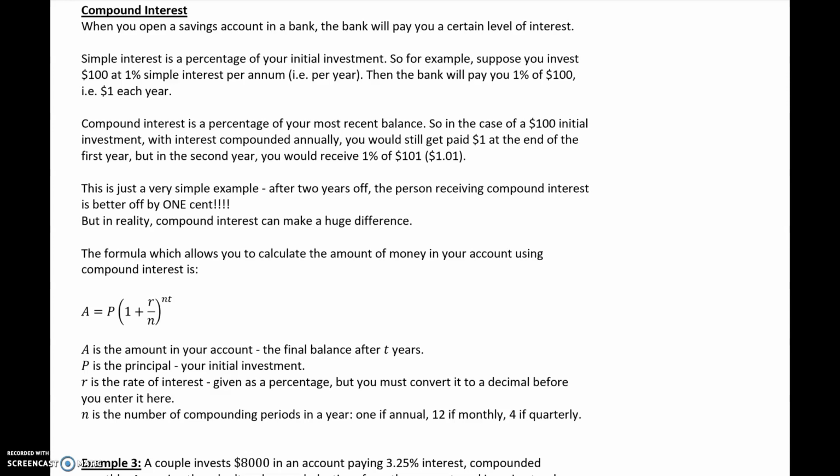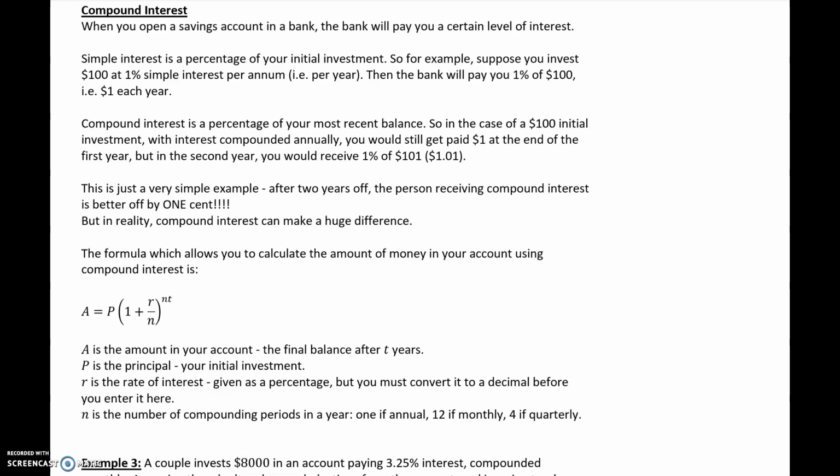The amount that you invest at the start is called your principal. So simple interest is always based as a percentage of the principal, the first amount of money that you put into the account. So for example, suppose you invest $100 at 1% simple interest per annum or per year. So it's $100 at 1%. 1% of 100 is $1. So the bank will pay you 1% of $100. They will pay you $1 each year. And if you don't put any more money into the account, they will always pay you $1. It doesn't matter if you've had the money in there for 80 years and now you're up to 180, they'll still be going back to the original 100 to figure out how much interest they want to pay you.